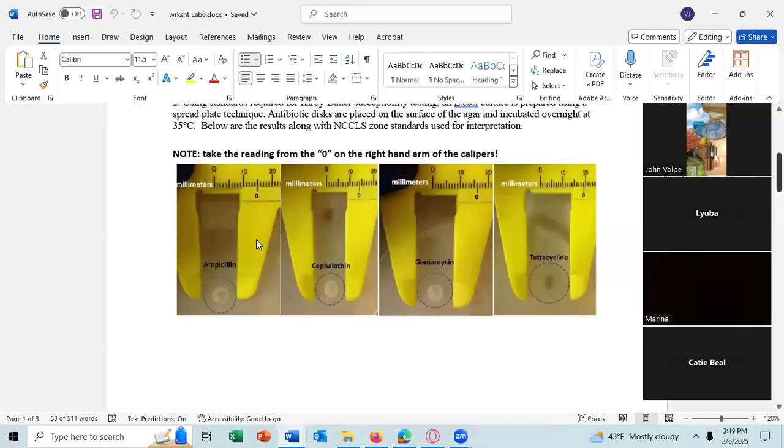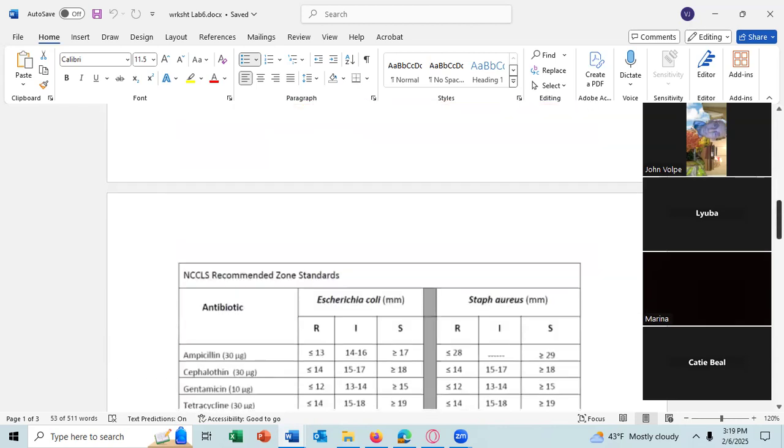And this is showing you the size of the diameter of the zone of inhibition. You'll note you don't read the caliper from here to there because the caliper is set 0 here, not there. So we don't read it from here to here. What we do is we read it from 0 to 0. So for ampicillin, the correct answer would be about 15 millimeters. And that's done in the table here.